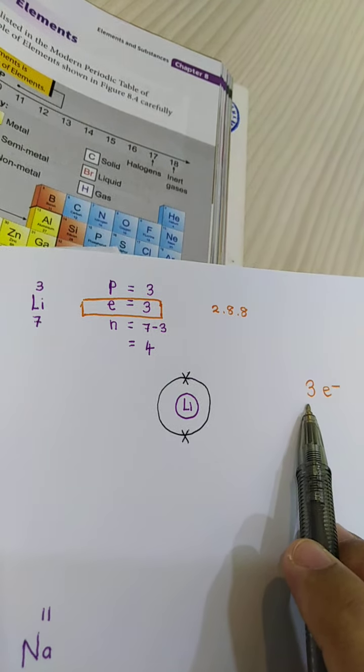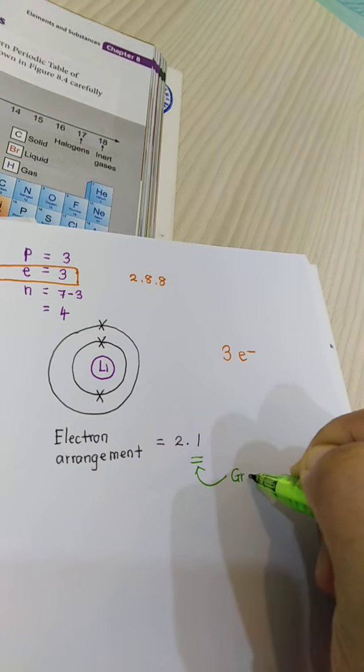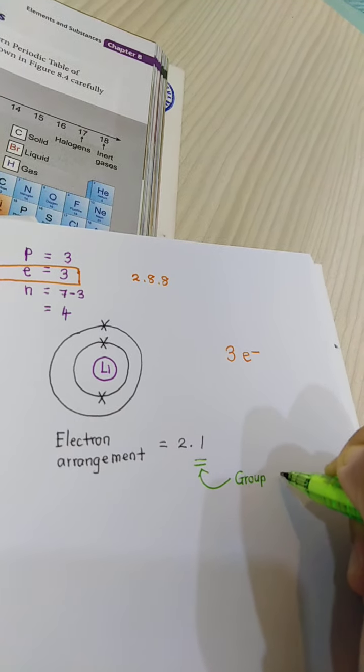So the electron arrangement is equal to 2.1. From this electron arrangement, I can see that the number of valence electrons is 1. So this is referring to a group 1 element. Lithium belongs to group 1.